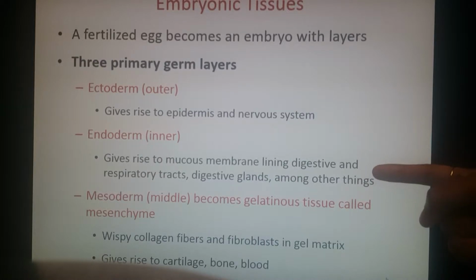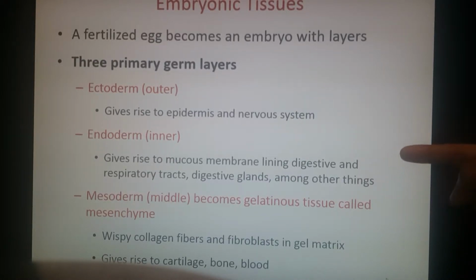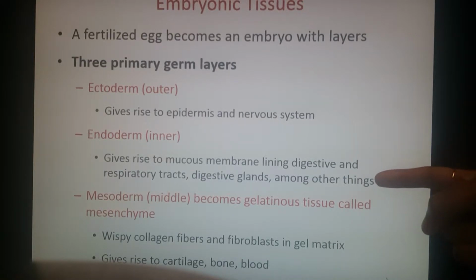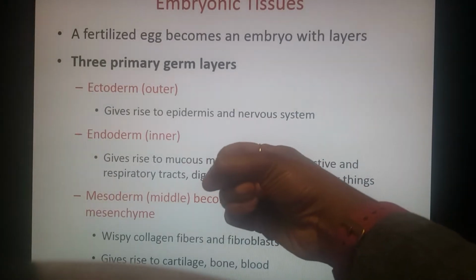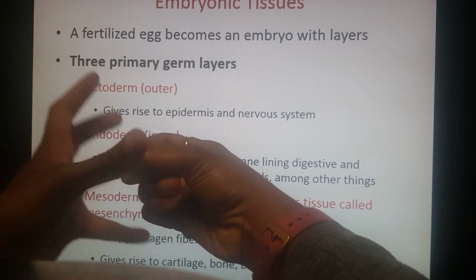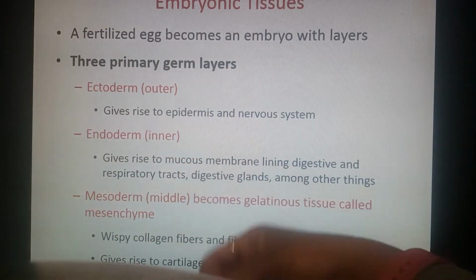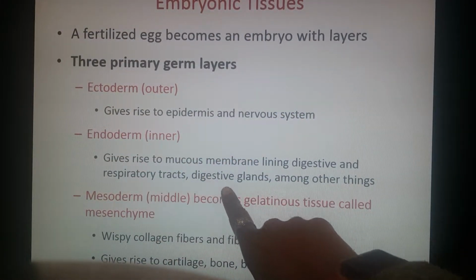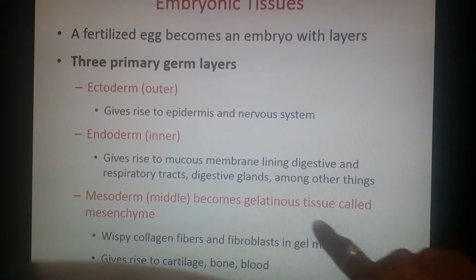Next layer is the endoderm. It's the inner layer. So endo is inner, ecto is outer. So this layer will eventually develop into the mucous membrane lining for the digestive and respiratory tract. So both of these will be exposed to the outside environment. So again, more internal, being surrounded by the rest of the components of our body. Our digestive glands, so again, part of your digestive system.